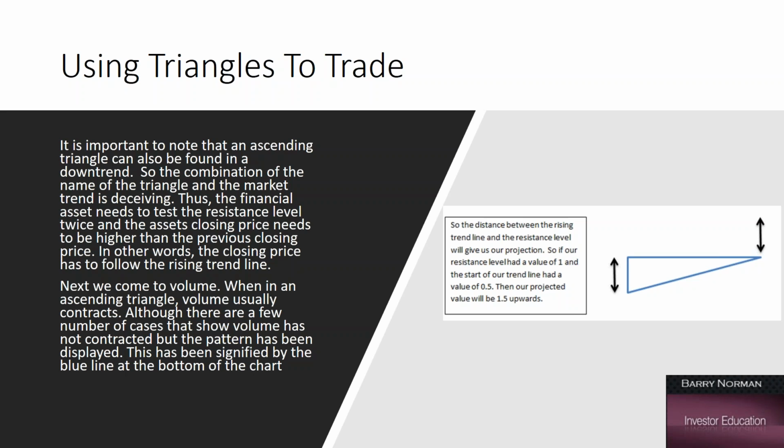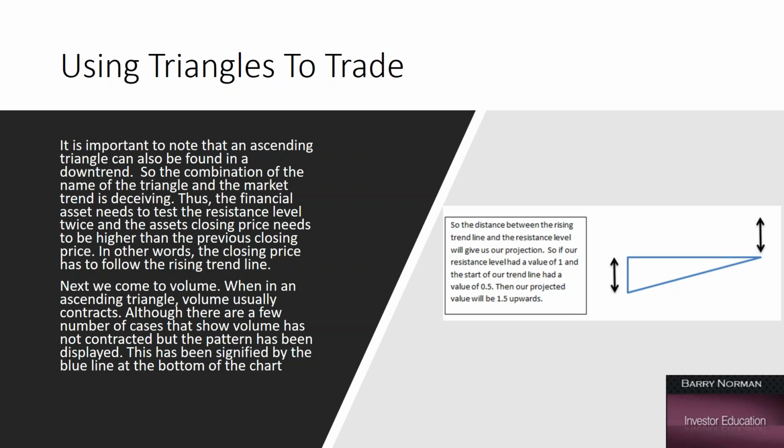okay, these are the rules that make the triangle work. So it's not just putting lines on a chart and saying, oh, look at that, it looks like a triangle. There are rules that have to go with it. So when in an ascending triangle, volume contracts. Although there are a few cases that show volume has not contracted, but the pattern has been displayed.